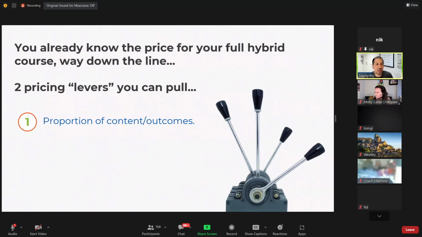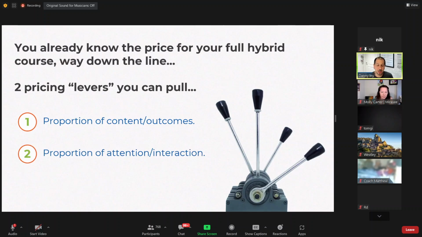But there is a second lever that you can pull, that you must pull, which is the proportion of attention and interaction with you. Right? So maybe there's half as much content, but they're going to get twice as much access to you and direct feedback from you. And that is worth something too. And you've got to adjust the price based on that as well. So you can actually charge a lot for a pilot.